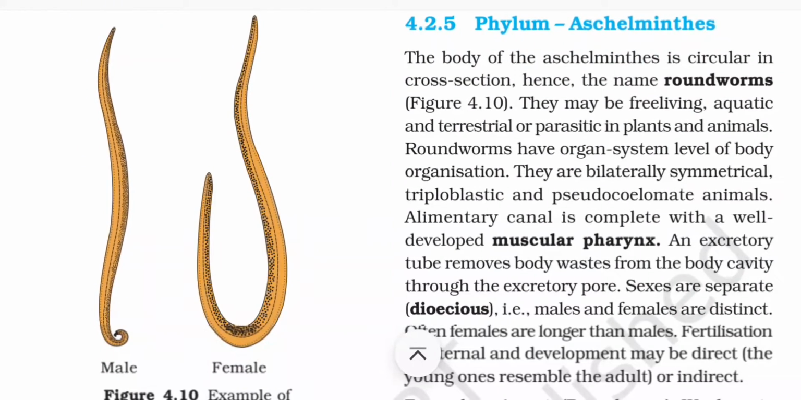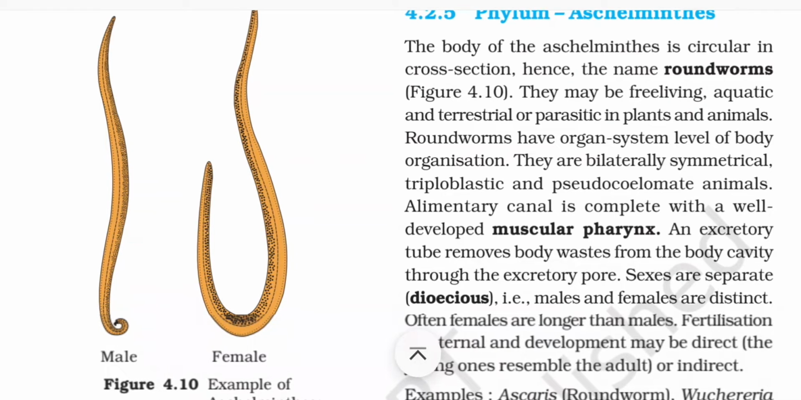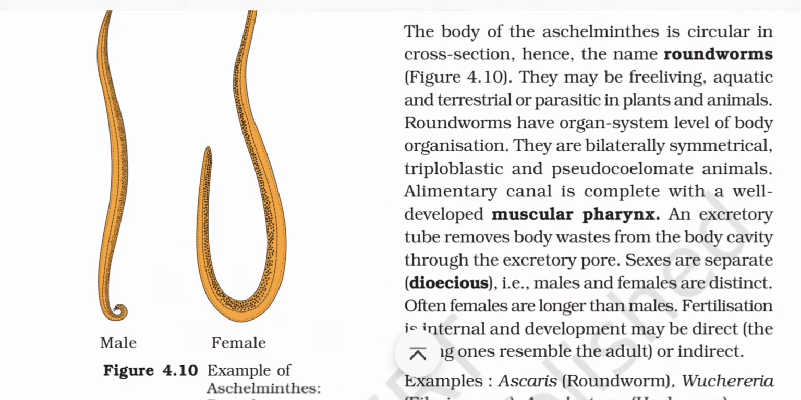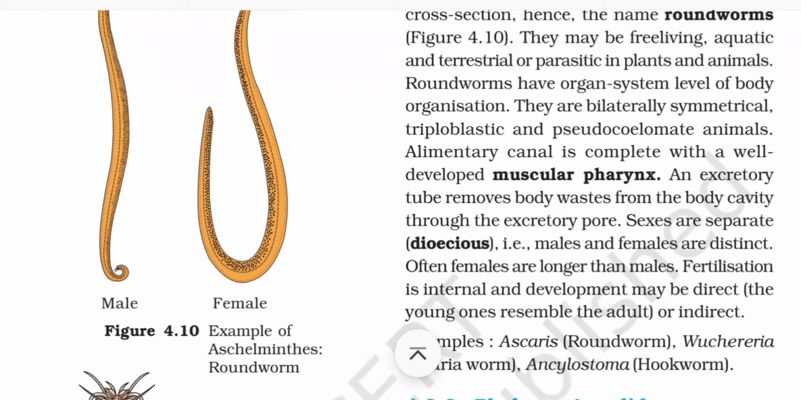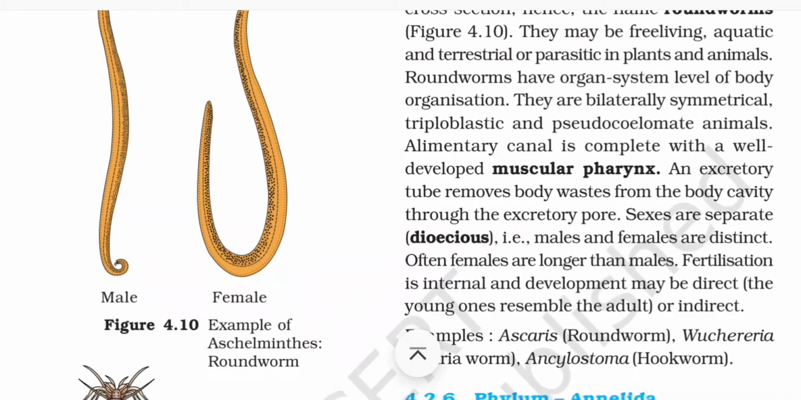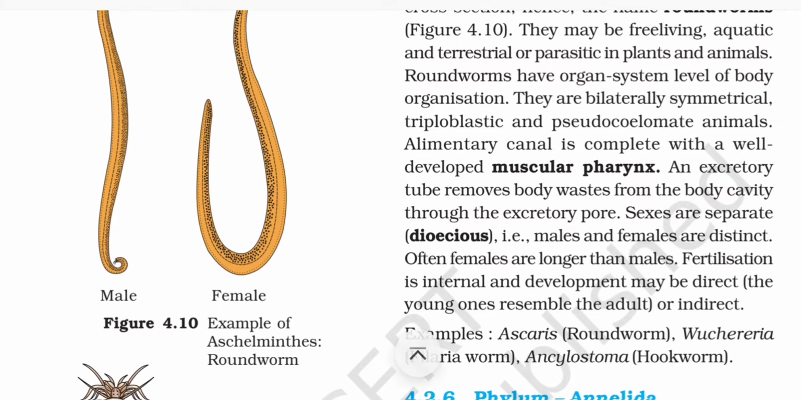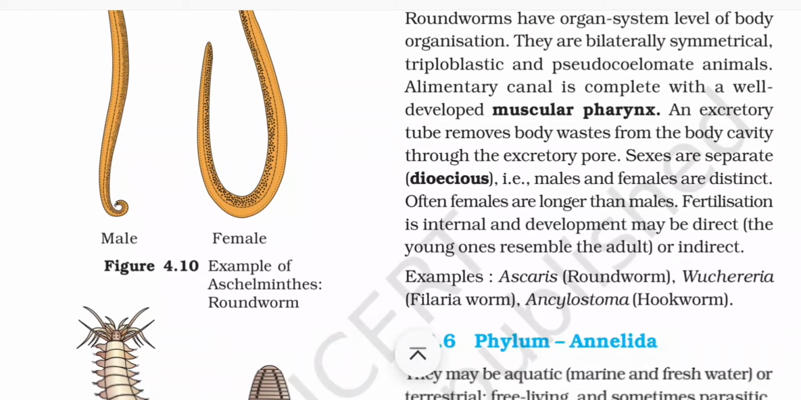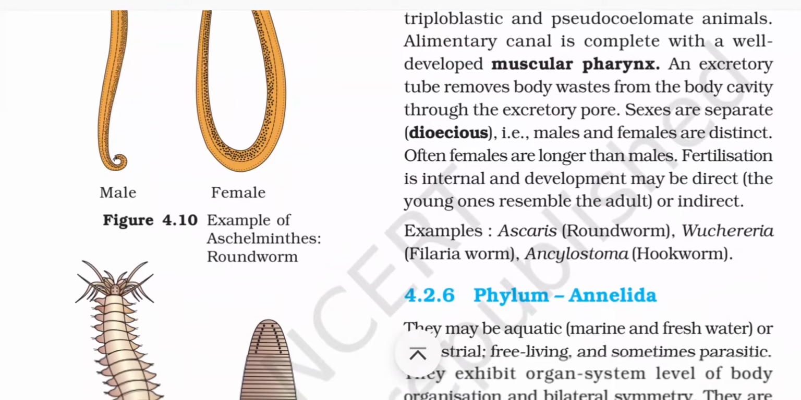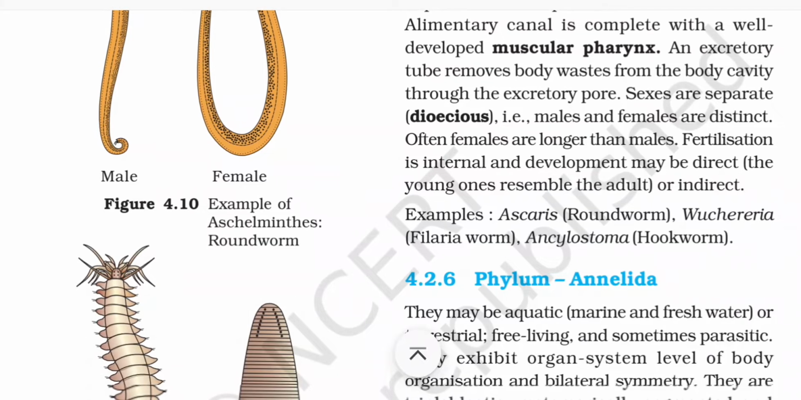4.2.5 Phylum Aschelminthes. The body of the Aschelminthes is circular in cross section, hence the name roundworms. They may be free-living, aquatic and terrestrial, or parasitic in plants and animals. Roundworms have organ system level of body organization. They are bilaterally symmetrical, triploblastic, and pseudocoelomate animals. The alimentary canal is complete with a well-developed muscular pharynx. An excretory tube removes body waste from the body cavity through the excretory pore.